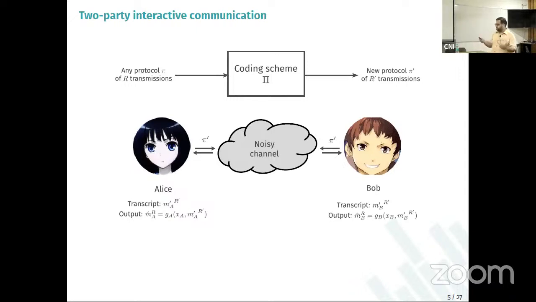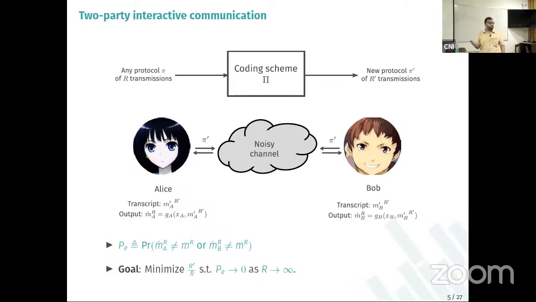And just as in one-way communication, how do you evaluate a coding scheme? You evaluate it using the probability of error, that is, the probability that either of the estimated transcripts does not equal the transcript of the original protocol. The goal is exactly the same as for a one-way coding scheme: minimize the overhead of coding, in this case r dash by r. R dash, recall, is the number of transmissions of the coded protocol, subject to the condition that the probability of error vanishes as r becomes larger and larger. So is the problem clear? Okay. This is the two-party problem.